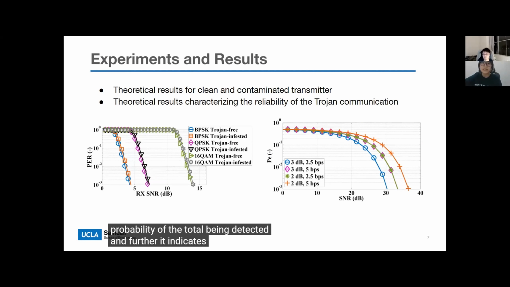And further, it indicates that reliability of covert communication is improved as raw data rates are reduced and as Trojan amplitude is increased. But the latter comes at the cost of diminished Trojan inconspicuousness. So next, my partner will introduce the corresponding defense mechanism the paper comes up with.